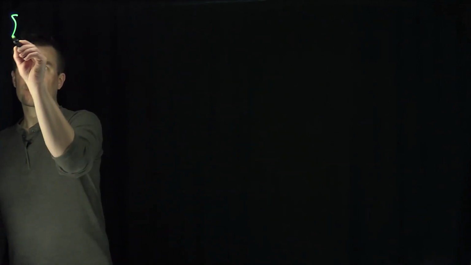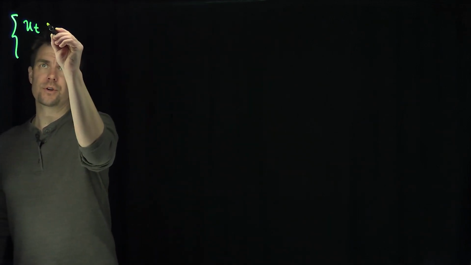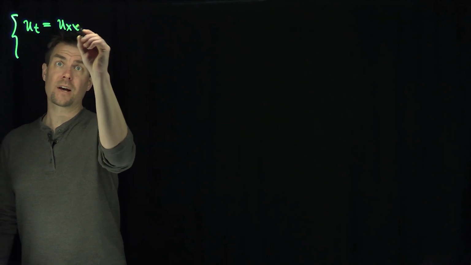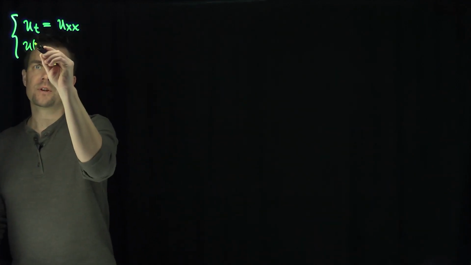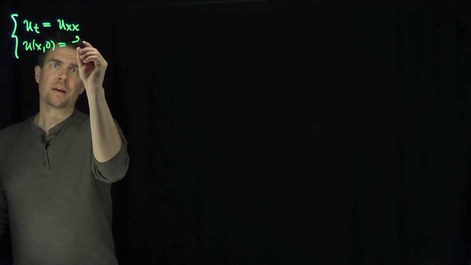Hello students, in this video we'll find the solution to the heat equation on the entire real line. So the problem we're going to consider is the following. We're going to consider the partial differential equation u_t is equal to u_xx. That's the heat equation for a function u of x and t with the initial condition that u of x and 0 is f of x.